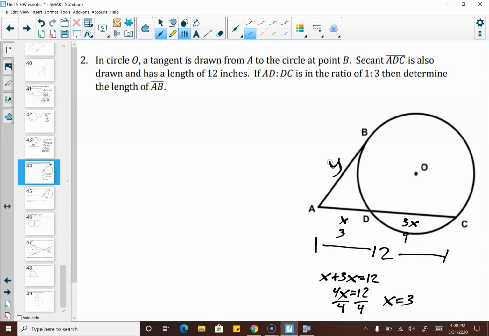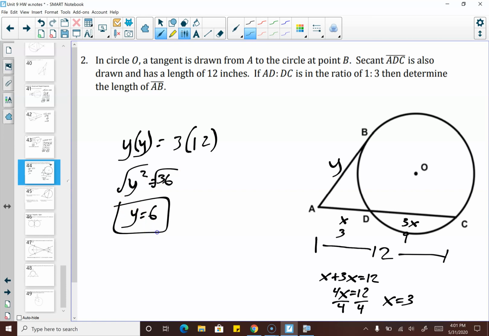So we'll call AB y here, all right, because we already used x for our ratio. So outside times whole equals outside times whole. So y times y equals, outside is 3, whole thing is 12. So y times y is y squared. 3 times 12 is 36. Square root both sides. And we get that AB is positive 6. All right. So we deal with our ratio. Then we do our formula.